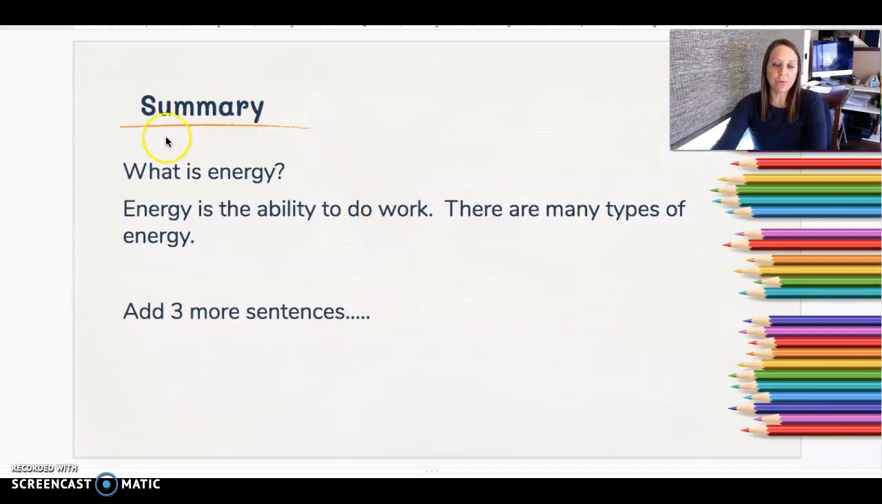Now that you're finished, you are going to write your summary. So our essential question was, what is energy? Energy is the ability to do work. There are many types of energy, and then you're going to add at least 3 more sentences talking about some of the different types of energy or energy transformations.